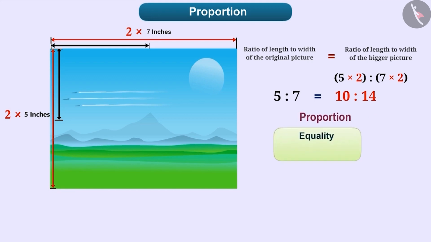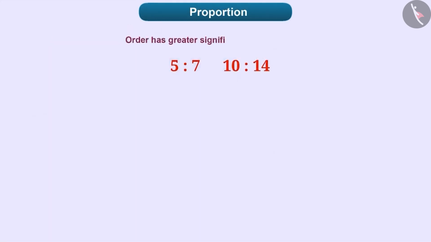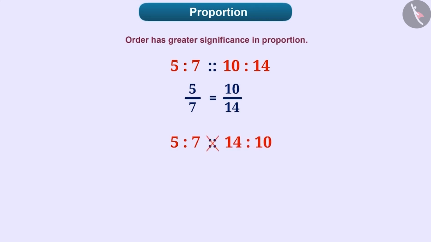We use these symbols to denote equality in proportion. Therefore, we can write 5:7 is equal to 10:14, or 5:7 is proportionate to 10:14. Order has great significance in proportion. Here, 5:7 is proportionate to 10:14 because 5/7 is equal to 10/14. We cannot change the order of proportion and write it as 5:7 is proportionate to 14:10.